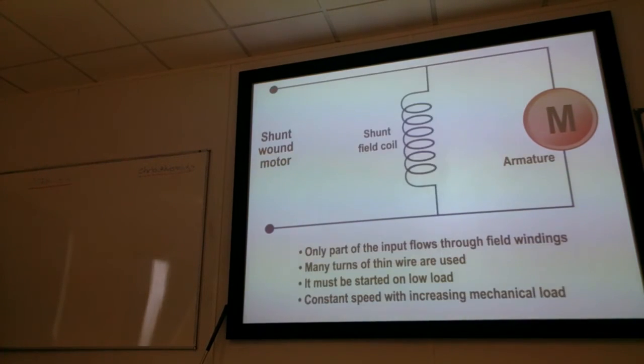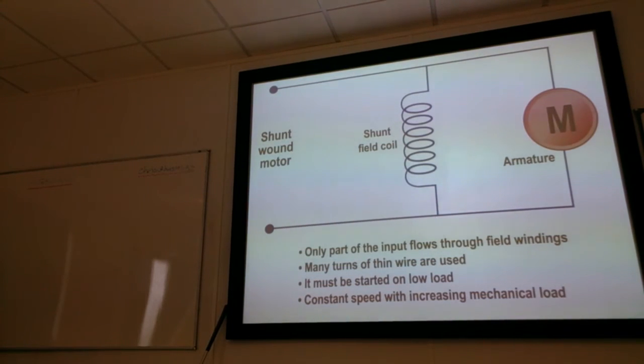Now if we take the field coil and put it in parallel, where we call it a shunt coil, only part of the input is going to flow through the field windings. You can use many turns of thin wire for a shunt coil, and then it can only be started on low load. You haven't got that high torque of a series wound motor, but it gives you a constant speed with an increasing mechanical load. So it's useful for things like fans, rotary inverters, anywhere where there's a pretty constant load.